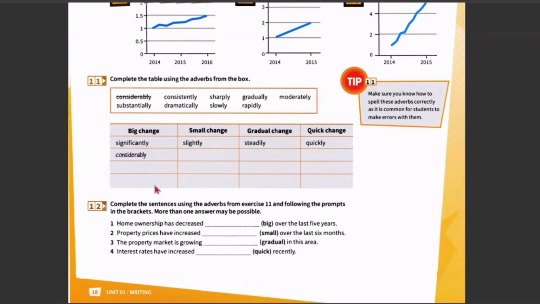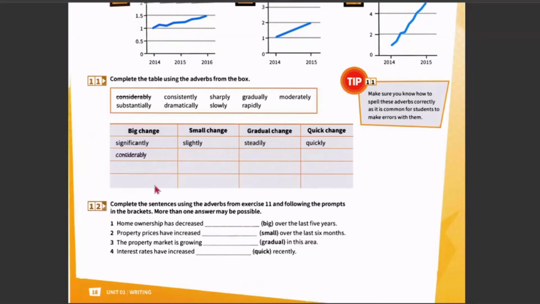For big change, the first one that has been given is significantly, the second is considerably. What will be the next two? Dramatically, rapidly, and substantially. Very good. Dramatically is correct, and substantially is also correct, but rapidly is for another group. Here, there's a fourth group given, that is quick change. Big change is one thing, and quick change is another thing.